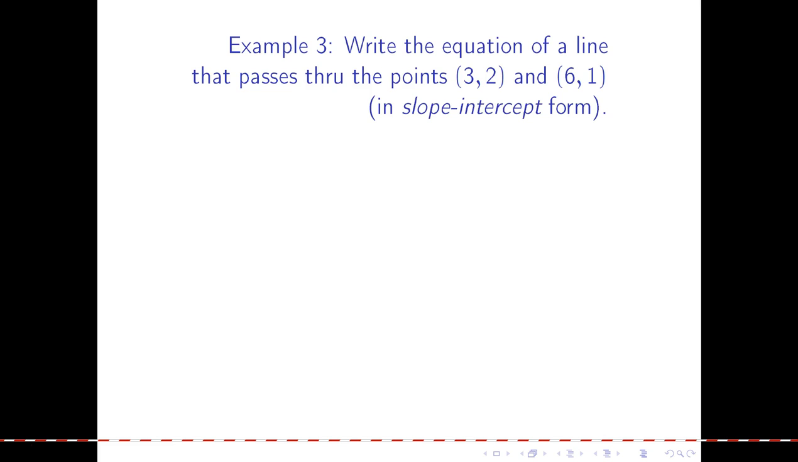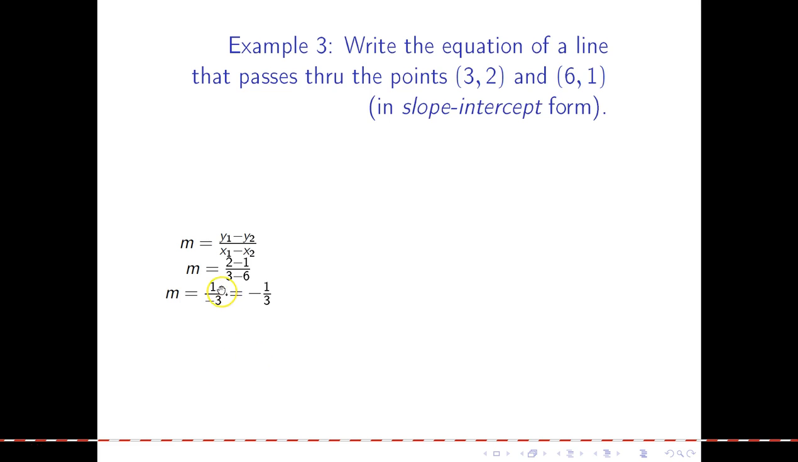Pause the video while you work through that. Hopefully you've gotten through that. So as a reminder, slope is m equals y1 minus y2 over x1 minus x2. So the y's over x's. If we substitute those numbers in, 2 minus 1 over 3 minus 6. You may have had the opposite, by the way, and had 1 minus 2 over 6 minus 3. It's okay. You'll get the same final answer.